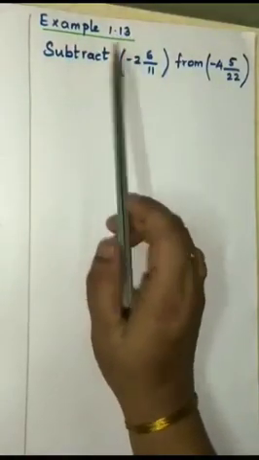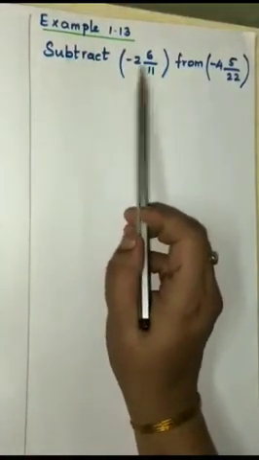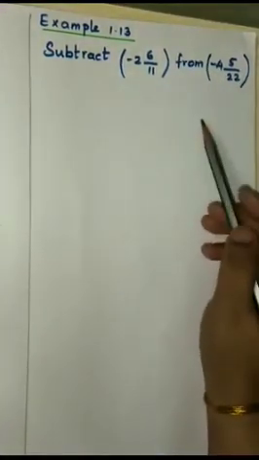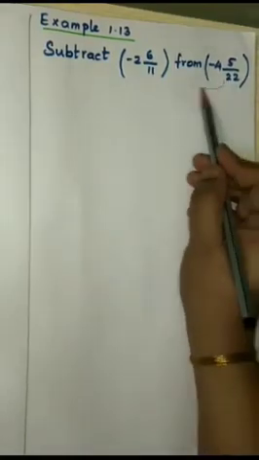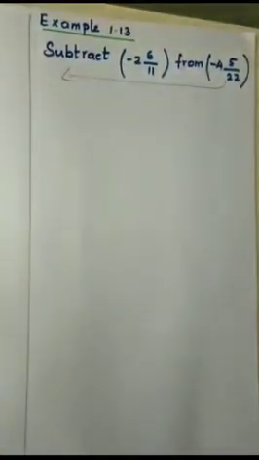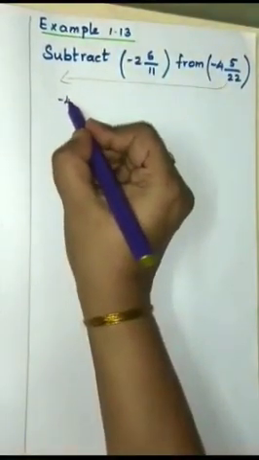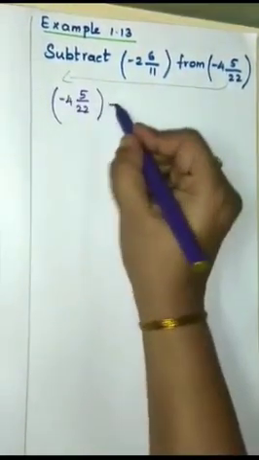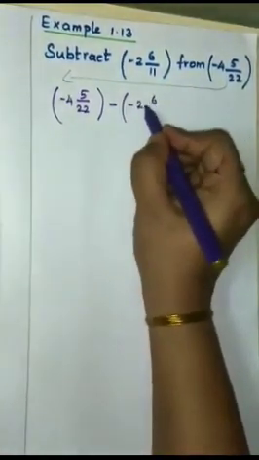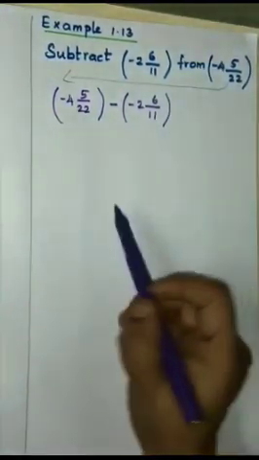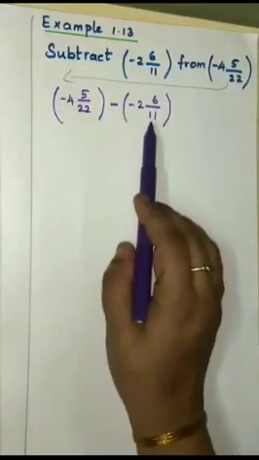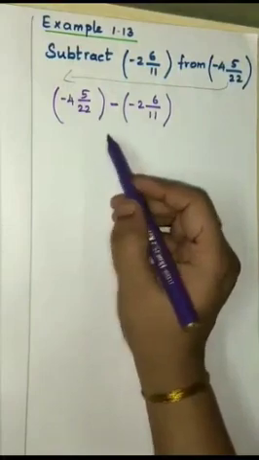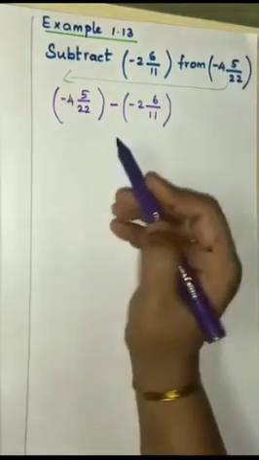Example 1.13. We are asked to subtract minus 2 6 by 11 from minus 4 5 by 22. So the number from which we are subtracting, you write it first. Minus 4 5 by 22 minus 2 6 by 11. See the rational numbers, they are mixed fractions. So now we are going to convert these fractions to improper fractions. You all know how to convert mixed fraction to improper fraction.